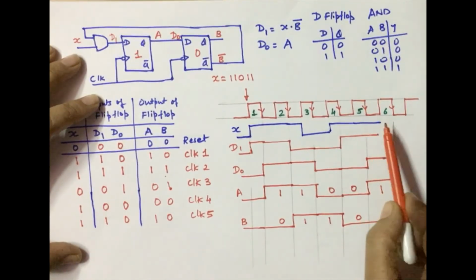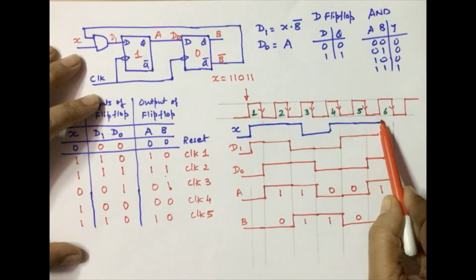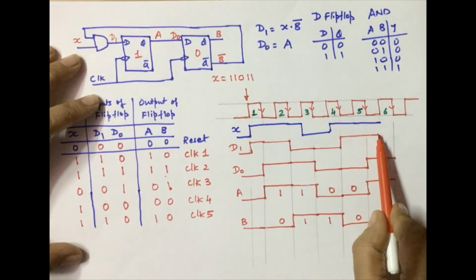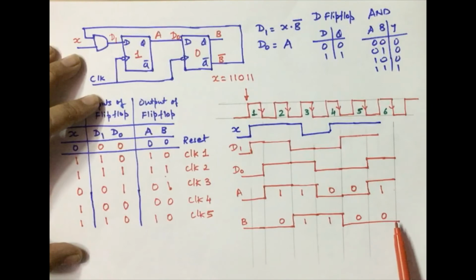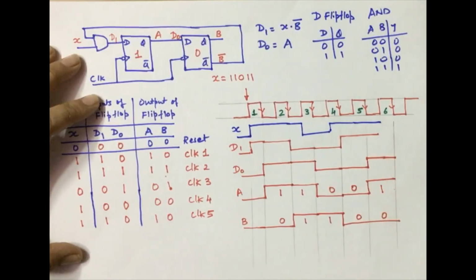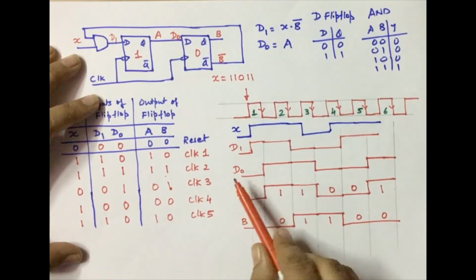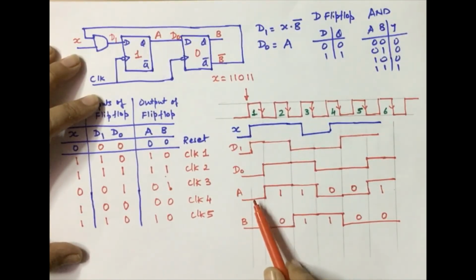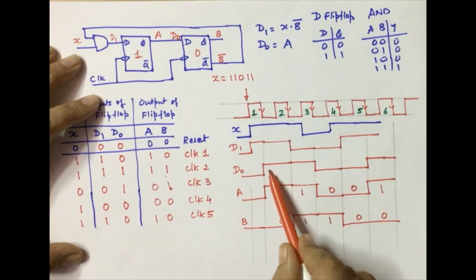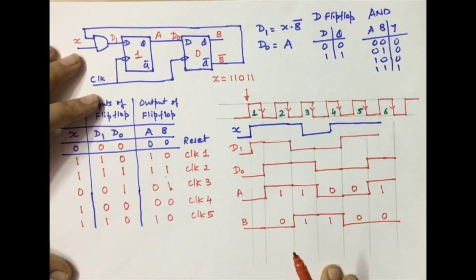Over here, X is shown only up to 5 clock pulses. So up to that, D1 is remaining 1. Now B is still 0. So depending on the state of X, for the next pulse, D1 will change. D0 is following A only. So we can observe whenever A is changing, D0 is also changing.